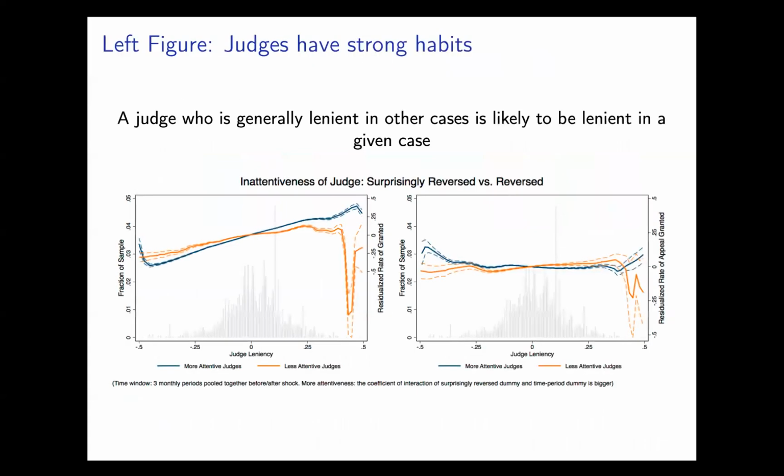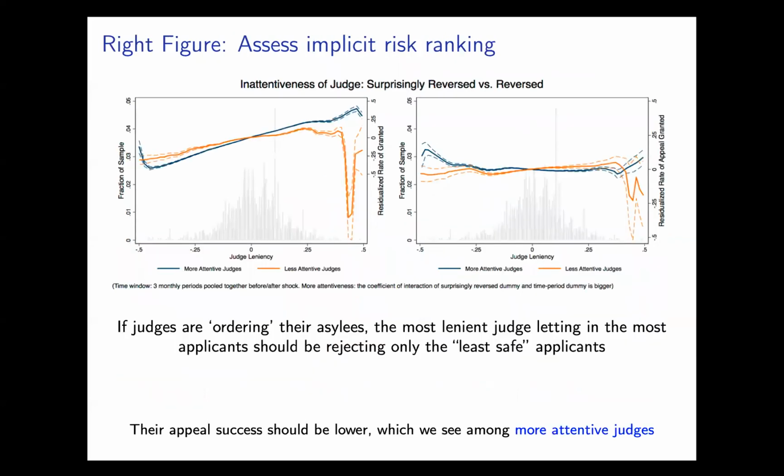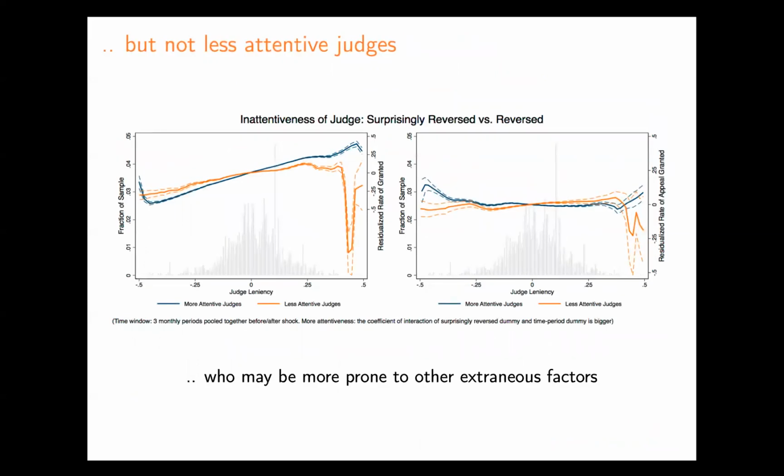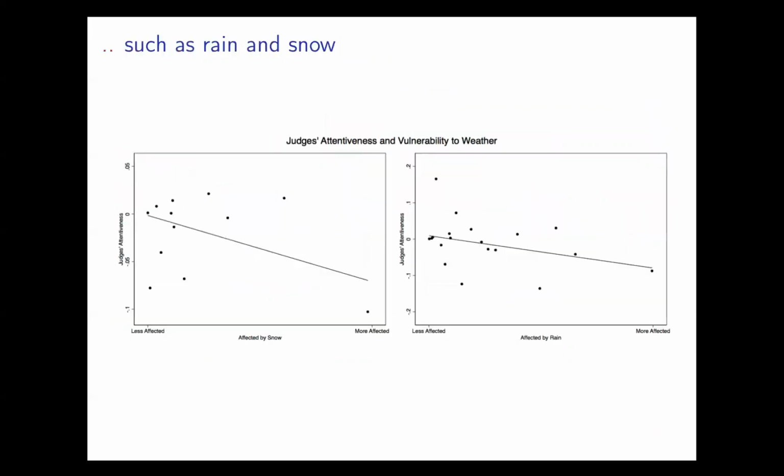So we see on the left that judges have strong habits. A judge who's generally lenient in other cases is likely to be lenient in a given case. On the right, we can assess the implicit risk ranking. Now, if judges are ordering their asylees, the most lenient judge, letting in the most applicants in the US, should be rejecting only the quote-unquote least safe applicants, the ones whose appeal success will be lower, which is what we see in the blue for the more attentive judges, but not for the less attentive judges in the orange, who may be more prone to other extraneous factors, such as the weather.